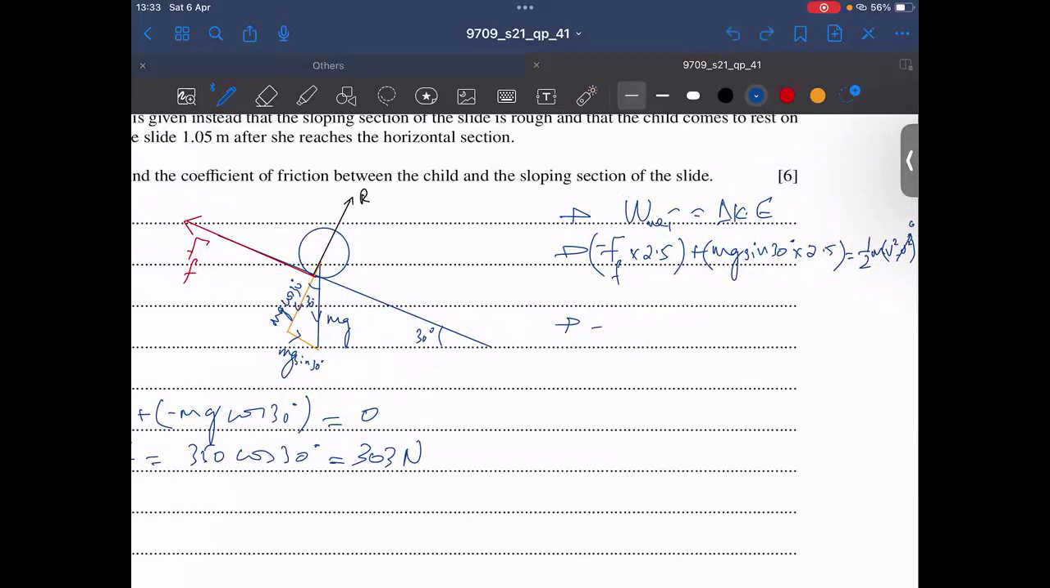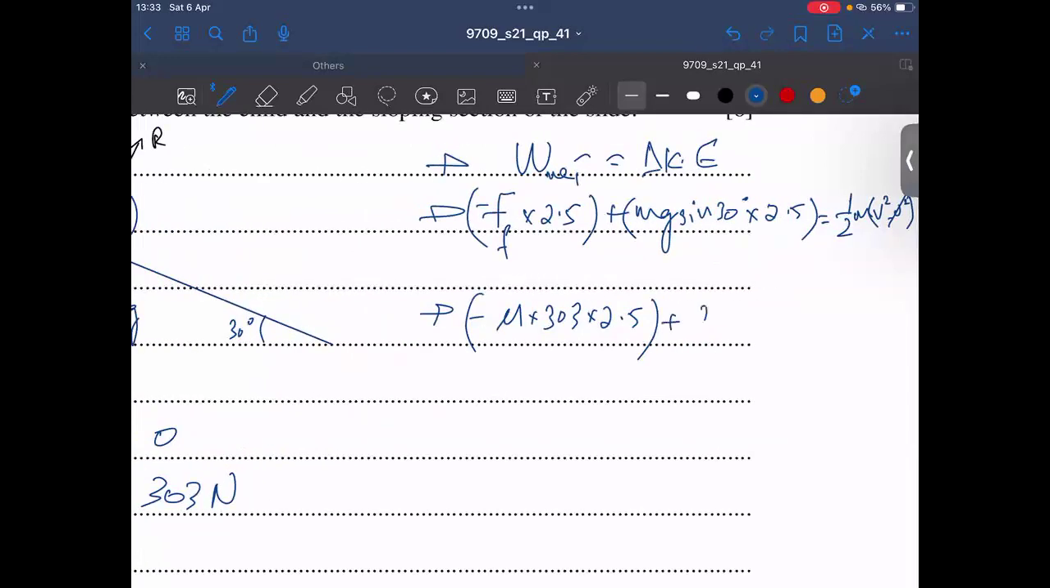Minus mu times 303 times 2.5. All right, Amna, and then we have 350 sine 30 into 2.5 equals half into 35 into v square. Amna, what are you getting? What is the value you are getting for this? 303 into 2.5. Quickly. 757.5. Okay, 757.5 mu.